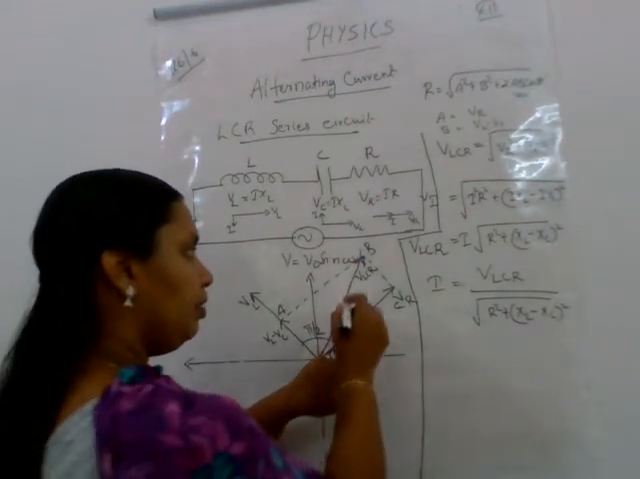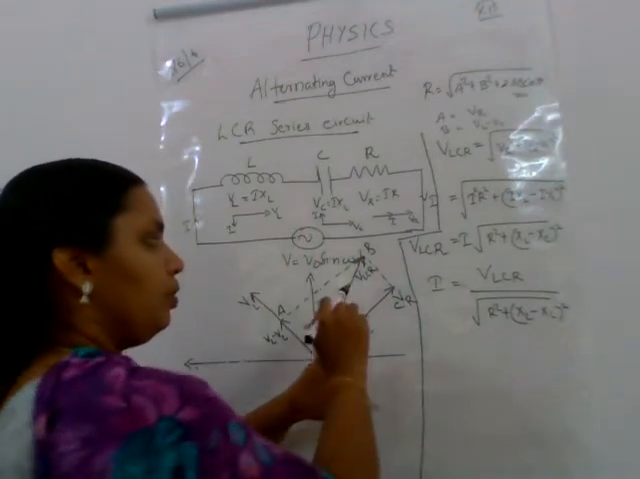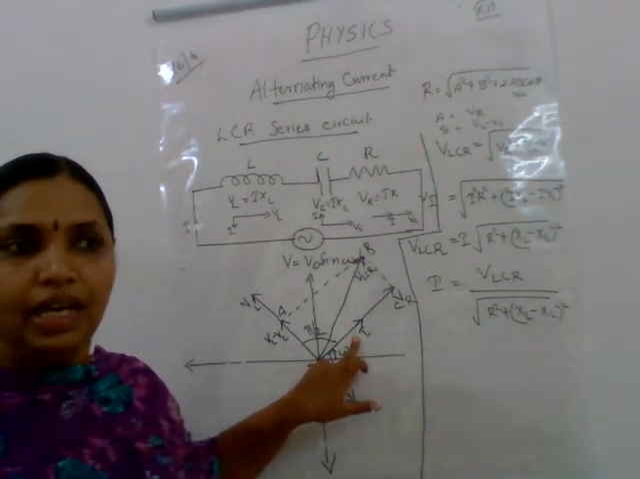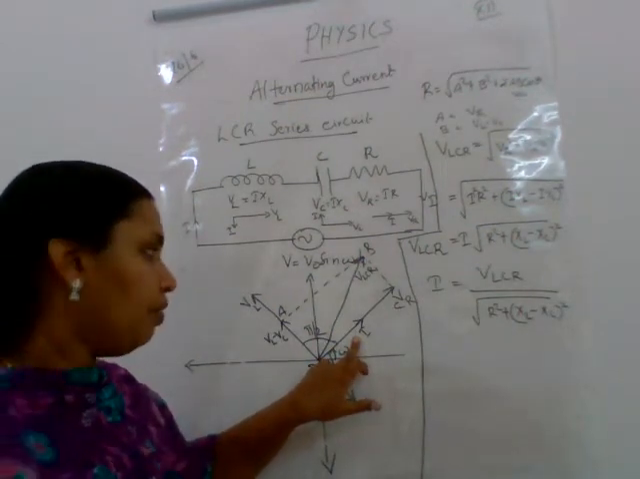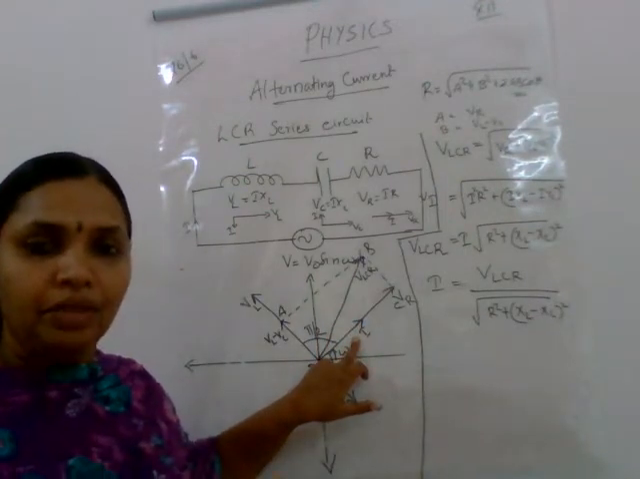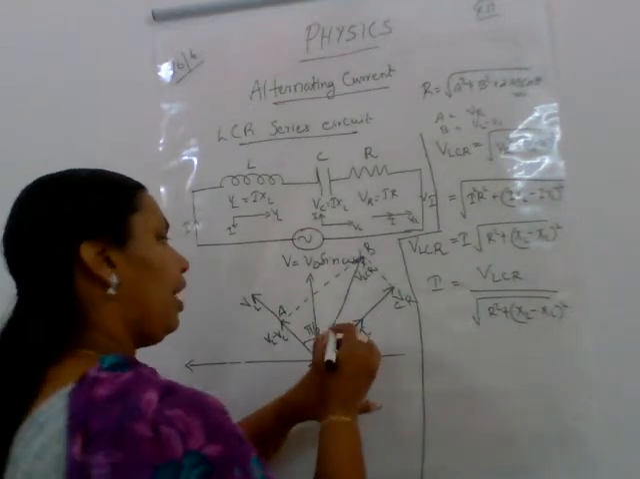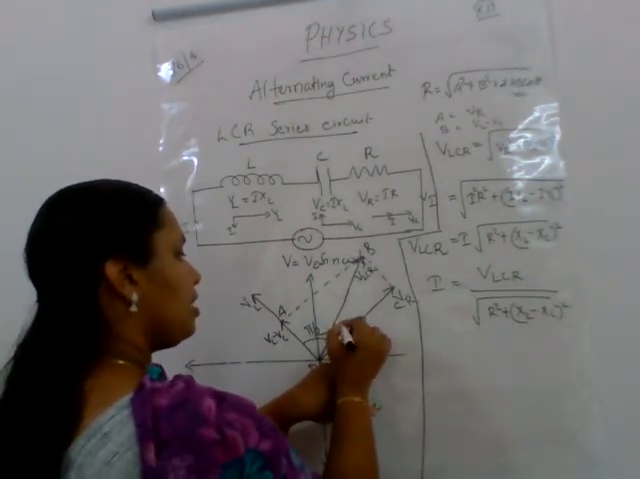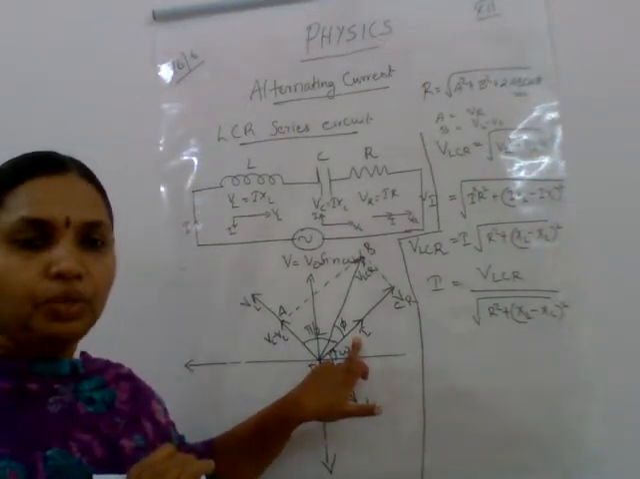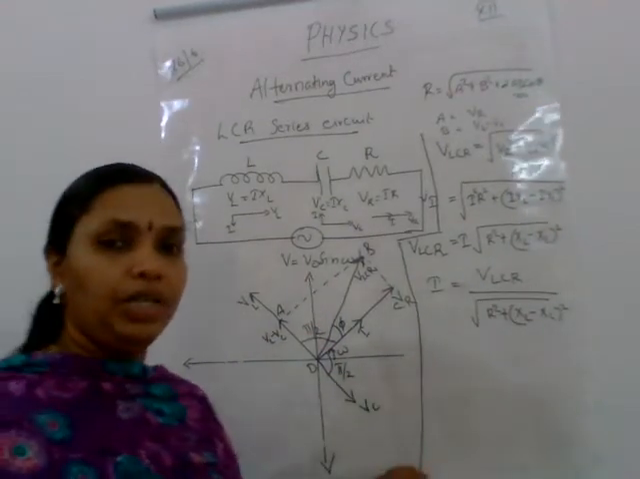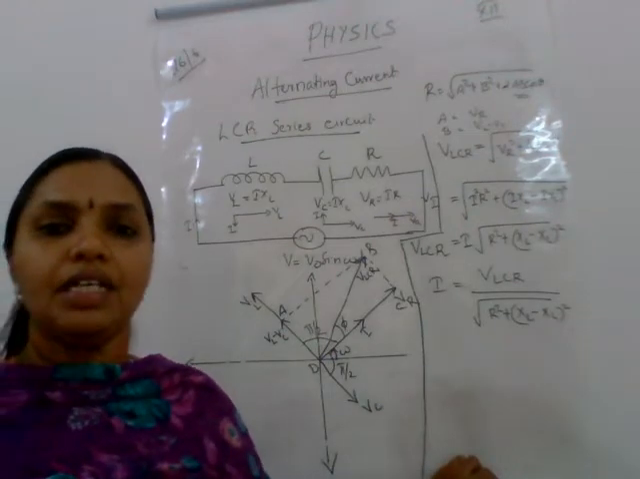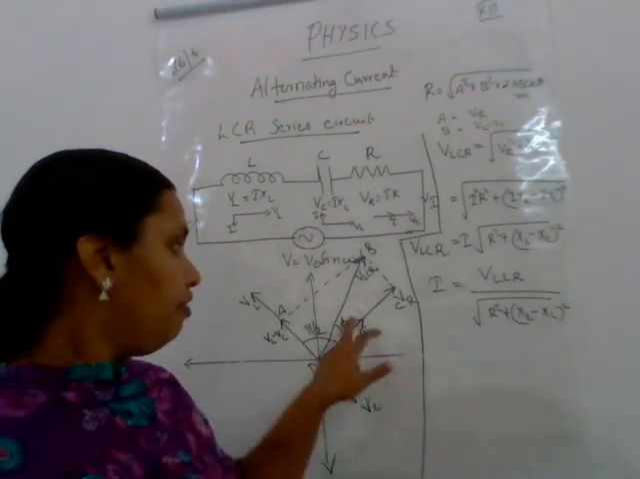Here you can see that in a series LCR circuit, the potential and current are out of phase, like the inductor and capacitor. What will be the phase difference? Is it 90 or is it 180? We can't say that, isn't it? It can be any value. So we take that phase difference as phi. In a series LCR circuit, there is a phase difference between the resultant potential difference and current, and that is phi.